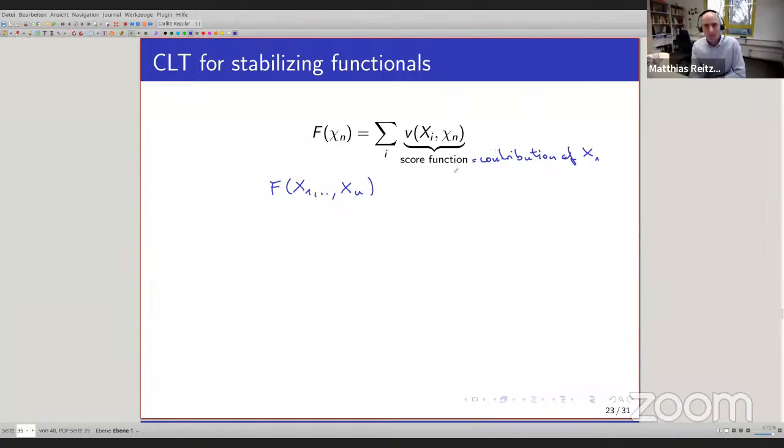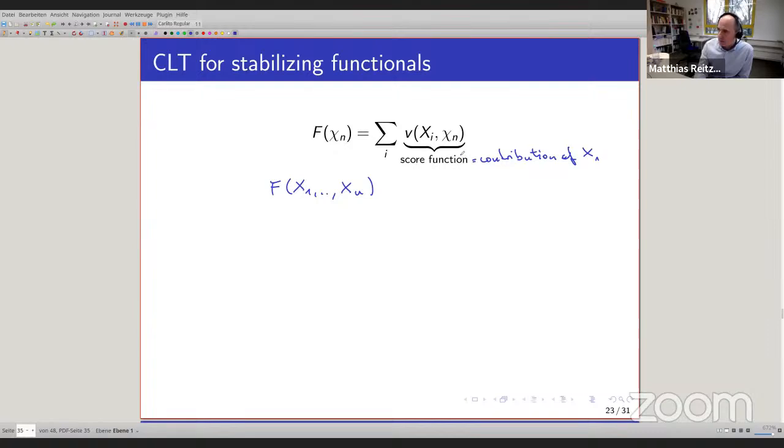Sorry. So the function F depends on x1 up to xn. And then I just check, and this is the score function, what is the contribution of x1, what is the contribution of x2, what is the contribution of x3 for my capital F. And if I can write it in a way that I have a sum over all these contributions, then this is called a sum of score functions. And this is what the CLTs are dealing with.